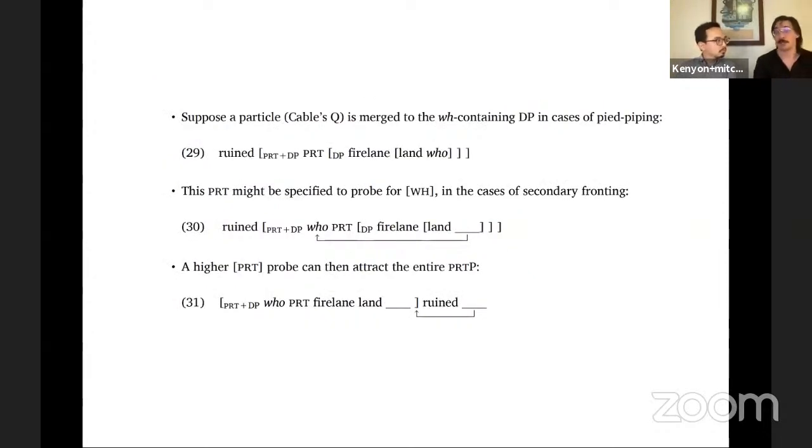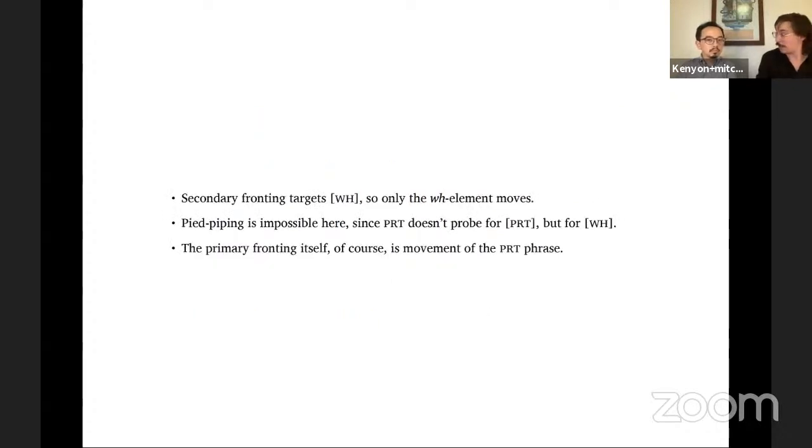So spelling this out a bit more, suppose there's a particle merged to the WH containing DP in cases of piping, that's 29. This particle might be specified to probe for something that bears WH features, which would give you the secondary fronting process. A higher particle probes for particle phrases, attracting the entire particle phrase, that's 31. So secondary fronting targets WH, so only the WH element moves. Piping is impossible since the particle isn't looking for another particle phrase, but specifically WH. And then the primary fronting itself, of course, is movement of the particle phrase, as we would just generally say for cases of piping in this theory.